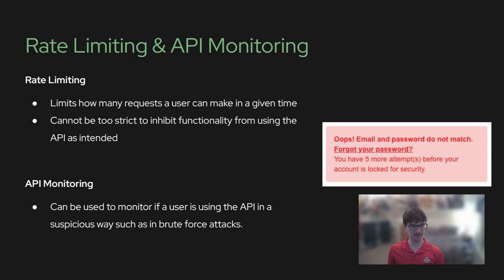Rate limiting and API monitoring. Rate limiting is the limit on how many requests a user can make in a given time. It cannot be too strict, or it would inhibit the functionality of the system for the user. This goes in conjunction with API monitoring, where the API monitoring checks if a user is using the API in a suspicious manner, such as in brute force attacks, where a user will repeatedly try passwords until eventually they could get one right, as you can see in this little photo.